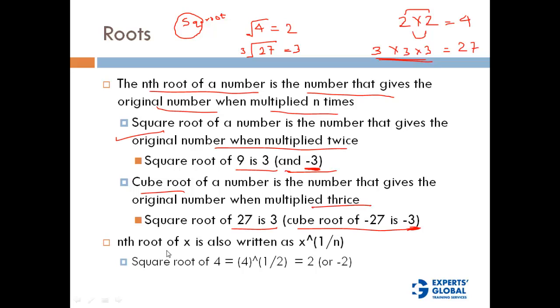Nth root of x is also written as x raised to 1 by n. That is what we saw on the previous slide. So square root of 4, we can write it like this, or we can also write it like this, 4 raised to half.